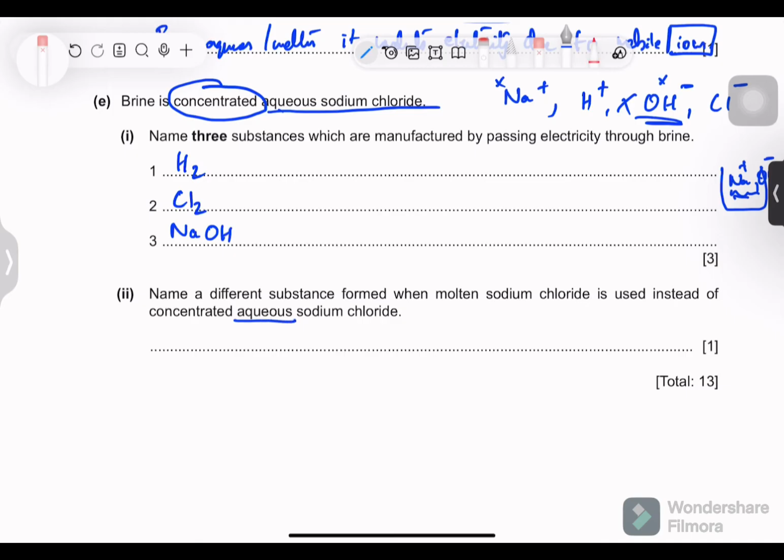Name a different substance formed when molten sodium chloride is used instead of concentrated aqueous sodium chloride. So what happened with aqueous was that we had an interference of H plus and OH minus ions, but now when it is in molten state, it just means we have melted it. So no other ions are present, only Na plus and Cl minus. So we have already written Cl over here, so we will write Na, sodium metal.